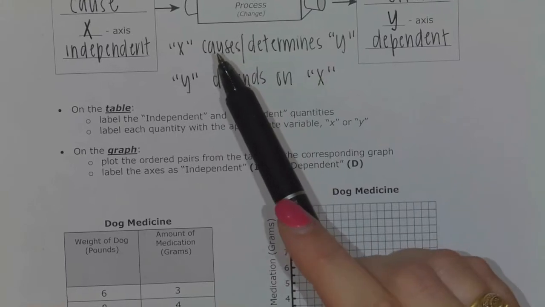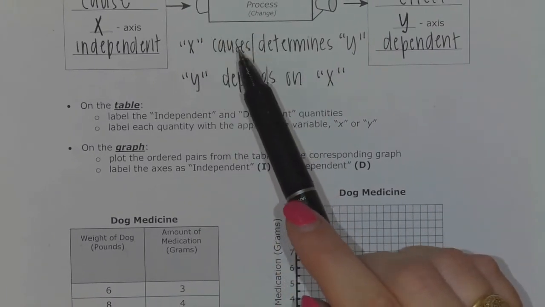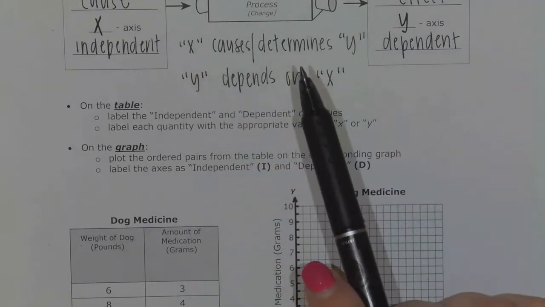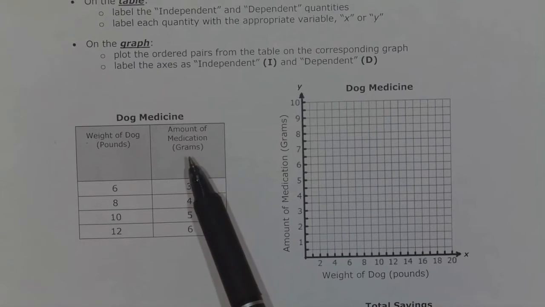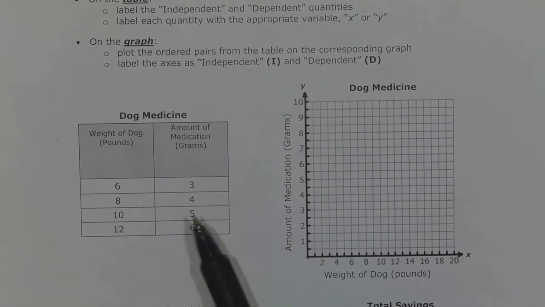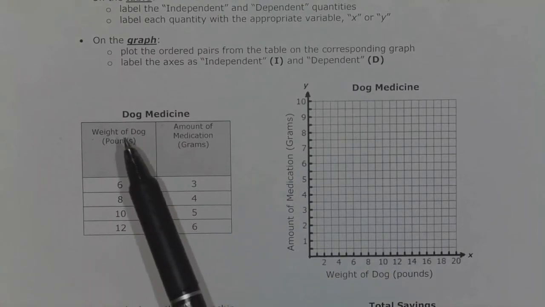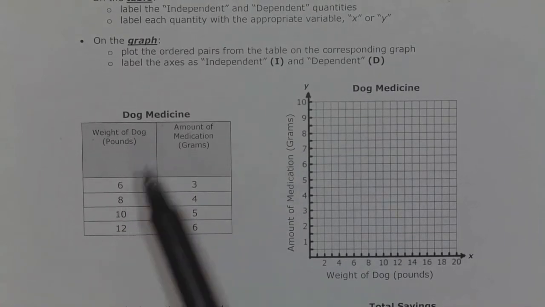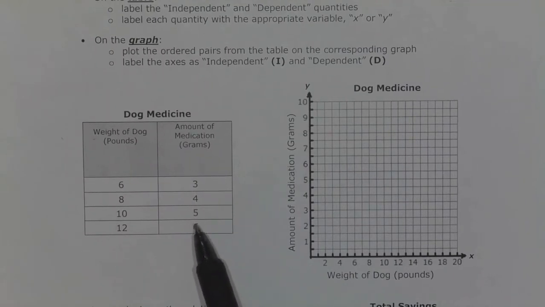I just use these interchangeably, and I'm going to use these sentences up here. So if I'm trying to figure out what the x value is, I could say that x causes y, or x determines y. So I could say that the weight of the dog determines the amount of medication. And when I look, it looks like a 6-pound dog gets 3 grams of medicine. An 8-pound dog gets 4 grams of medicine. A 10-pound dog, 5 grams of medicine. And a 12-pound dog, 6 grams of medicine. So my dog, however much it weighs, that changes or causes the amount of medication that they get.